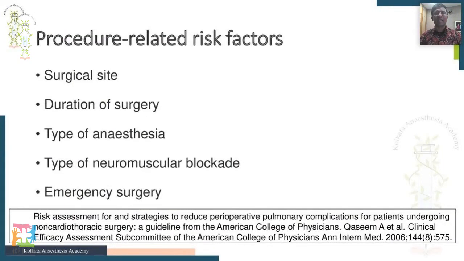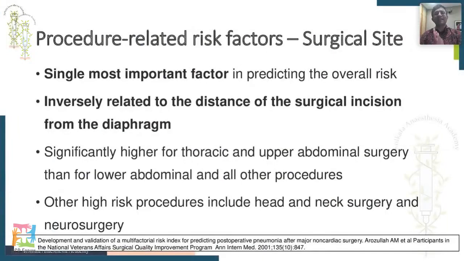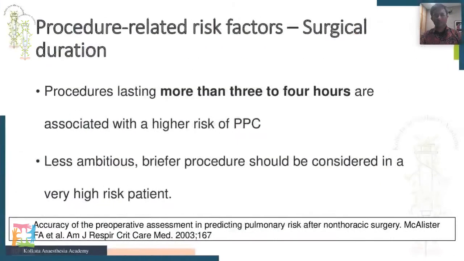What are the procedure-related risk factors? The surgical site, duration of surgery, the type of anesthesia, the kind of neuromuscular blocks you are using, and whether it is emergency surgery. The surgical site is the most important factor. The closer the surgery is to the diaphragm, the higher the incidence of postoperative pulmonary complications, which is why thoracic and upper abdominal surgeries lead to a higher incidence of postoperative pulmonary complications. Head and neck surgery and neurosurgery are also quite important in developing postoperative complications.